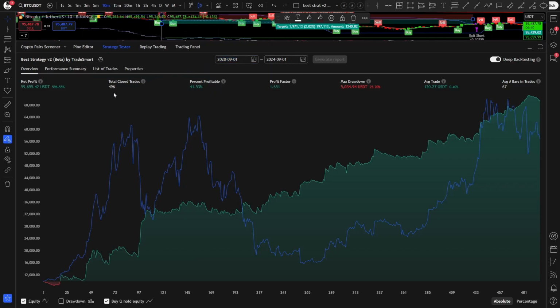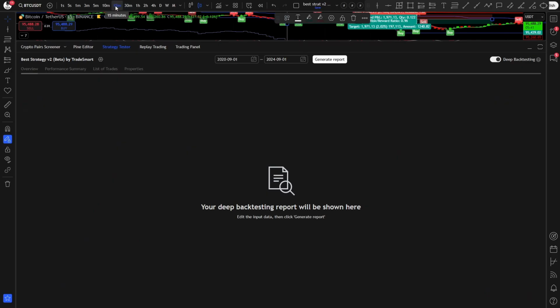During these 4 years, we got almost 500 trades, around 600% net profit with 41% win rate, 1.6 profit factor, and a bit high 25% maximum drawdown. This way, the strategy was able to outperform the Bitcoin buy and hold equity curve, which is this blue line, by around 20%. I noticed that this strategy also works on higher time frames, so let's see the 15-minute.